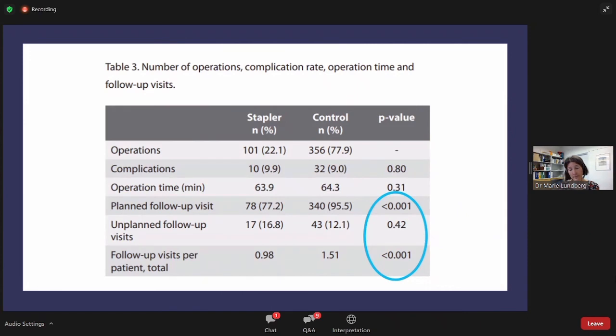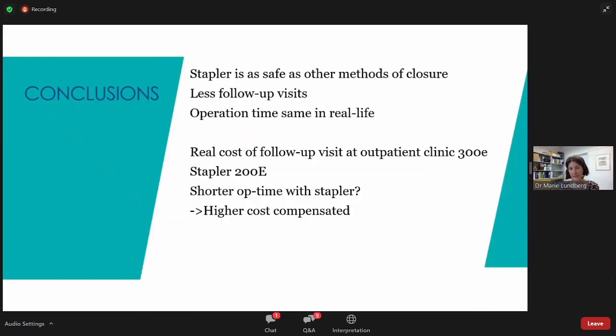Then we looked at the planned follow-up visits. The stapler patients had less planned follow-up visits, and nowadays they don't have follow-up visits at all, usually. But of course, they then again had more unplanned follow-up visits, calling us and say that it's painful or it's inflamed or I would like to ask this and this. So that rate was higher, but when we calculated everything together, the stapler patient had much less follow-up visits here.